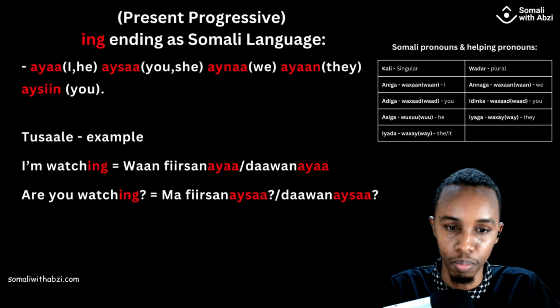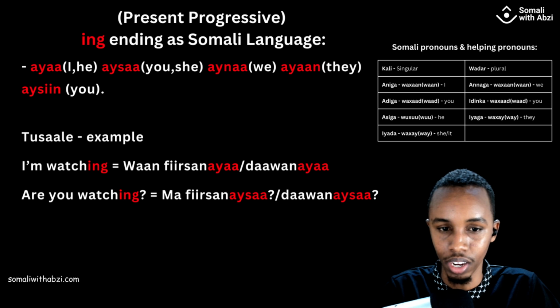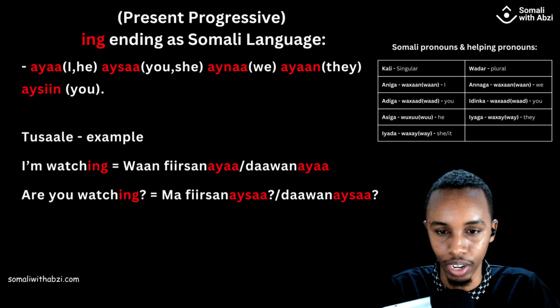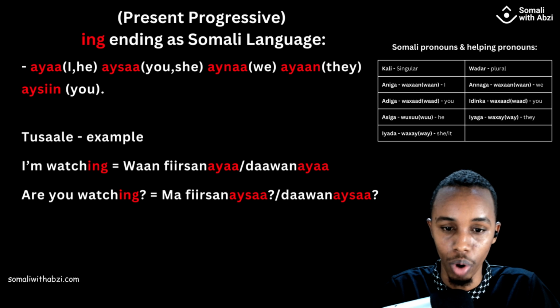So I'll repeat that part again for you all. I and he, the ending is aya. So I'm watching, waan fiirsanaya; he is watching, wuu fiirsanaya. And then you and she is asa. So you are watching, waad fiirsanaysa or waad daawanaysa. She is watching, way fiirsanaysa or way daawanaysa. We is ayna. So we are watching, waan fiirsanayna and waan daawanayna. And then they is ayan. So they are watching, way fiirsanayan. And then you plural is asin. So we can say you are watching, waad fiirsanaysin or waad daawanaysin.